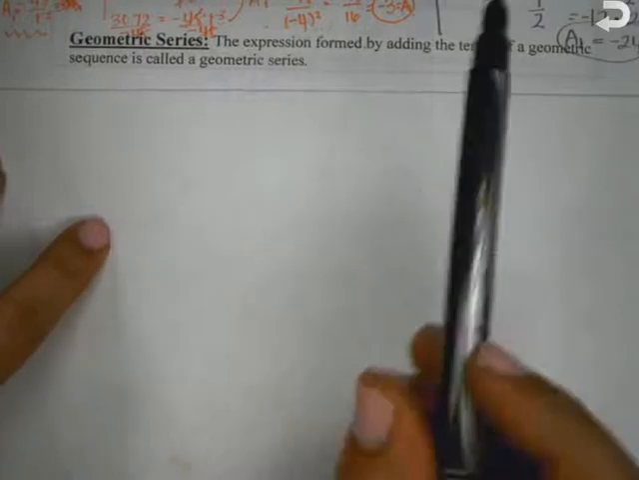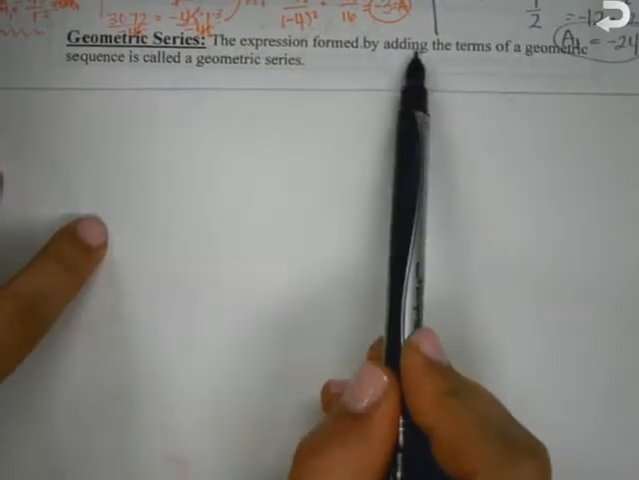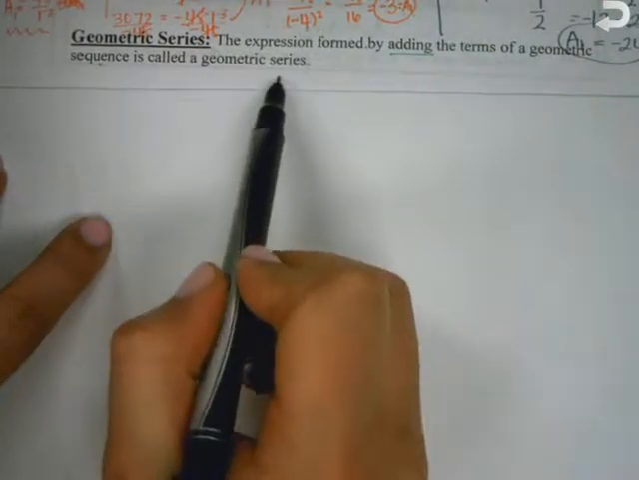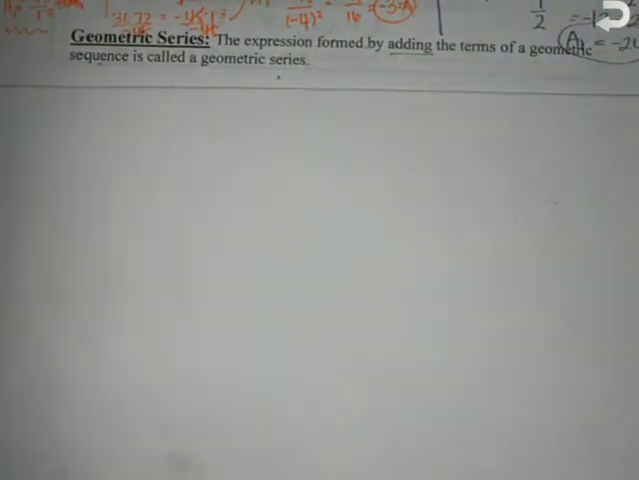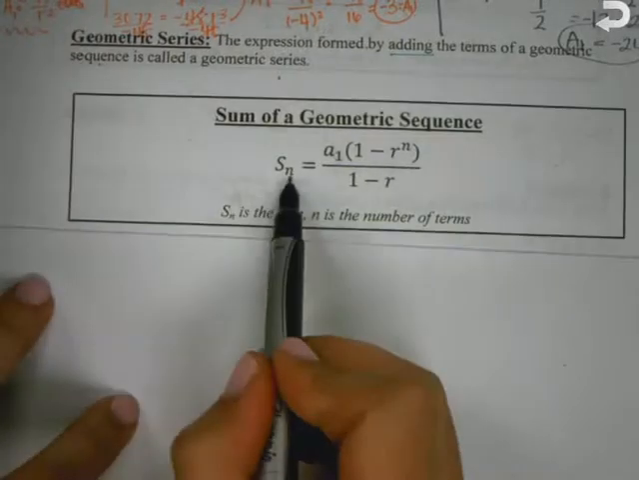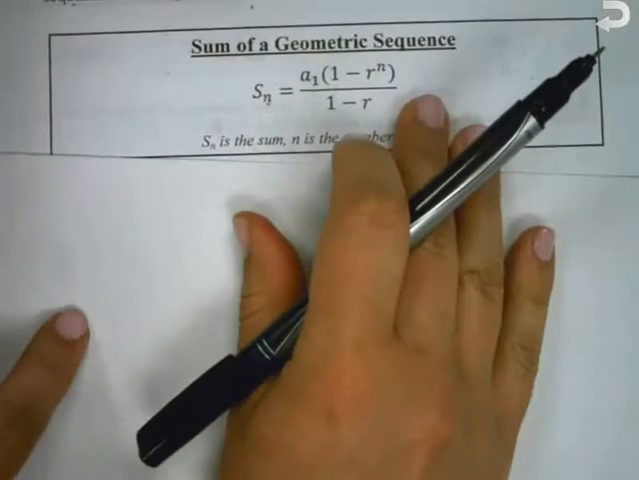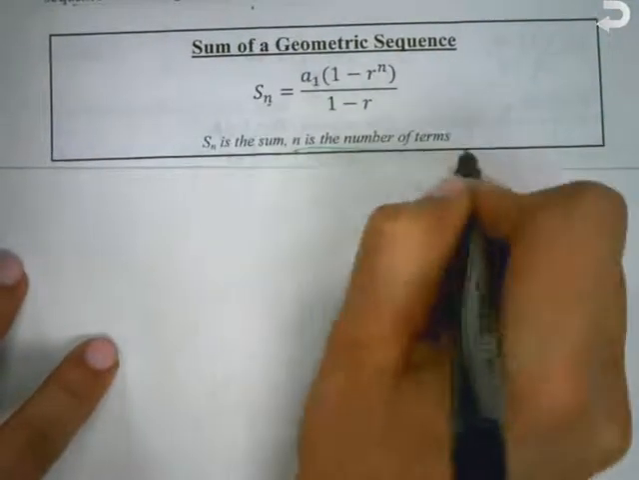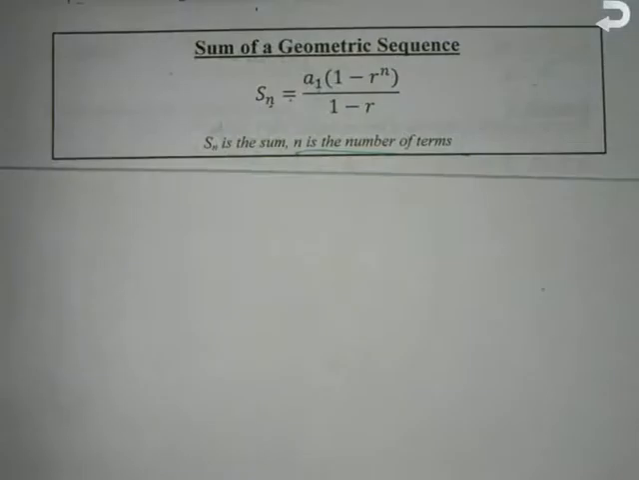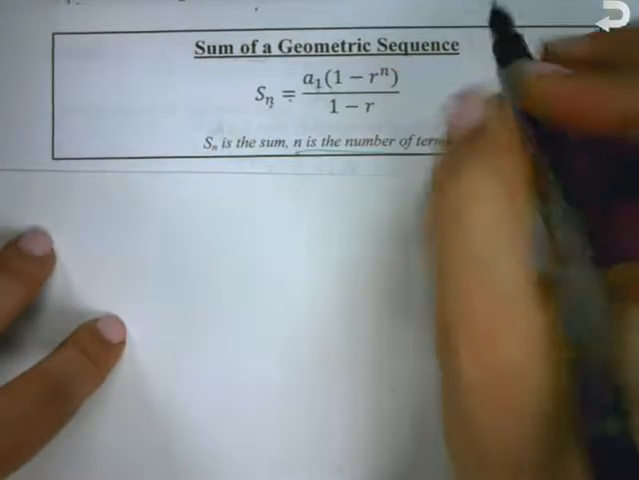So we have a sum for that too. The sum of a geometric sequence, S sub n, where S stands for the sum and n is the number of terms, equals a sub 1 times 1 minus r to the n, all of it over 1 minus r. This is really nice because when we take the sum, all of the information is going to be given to us.